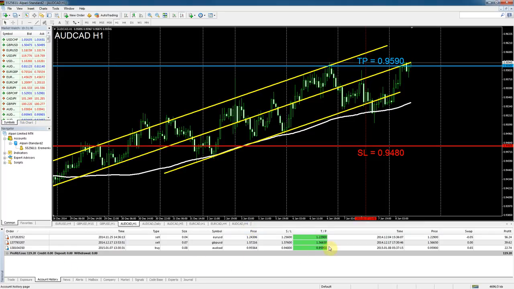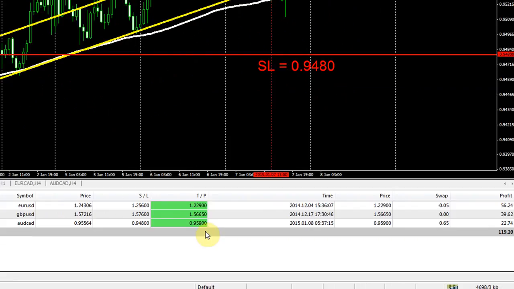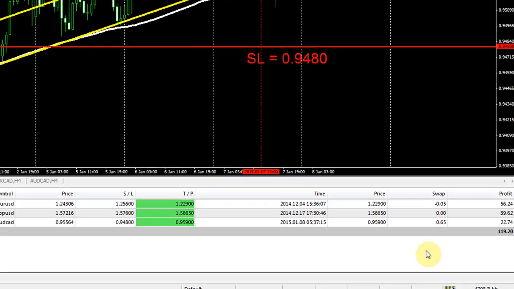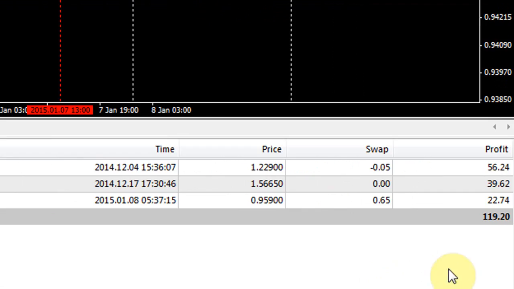As you can see, the green indicates that the order was closed at take profit, and this single order brought us $22.74 of real money from the Forex market. So congratulations on that. Right now our account is sitting at a total of $119.20 profit, and as you recall, we started off with simply $500 on the account.